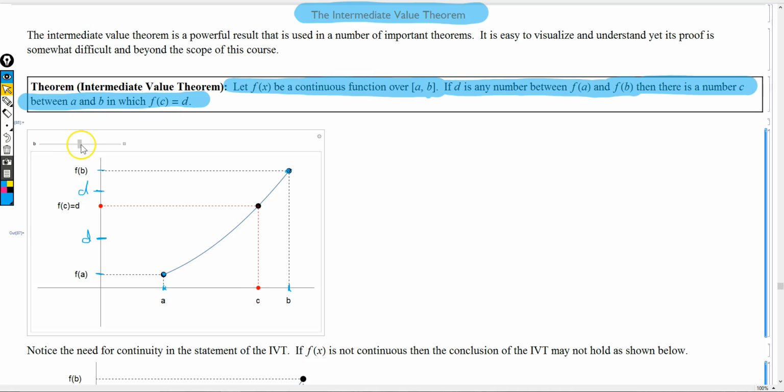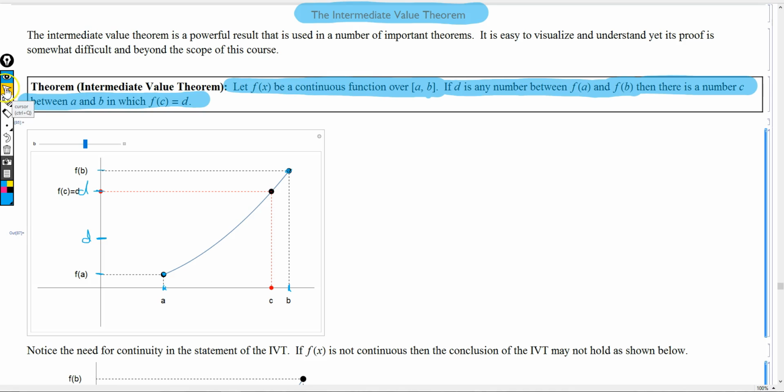The fact is, no matter where I put that d, I will always be able to continue the line across and hit the graph somewhere. And the reason you're guaranteed of hitting the graph is because it is continuous. The continuity of the function f is critical for this theorem to hold true. Let's take a look at an example that shows why that continuity is so critical.